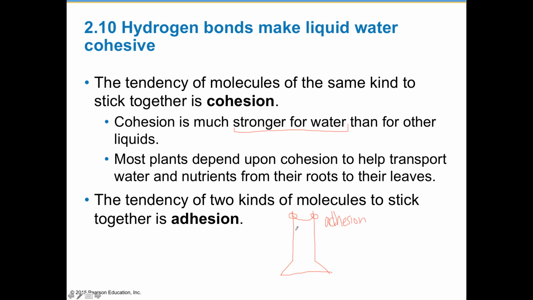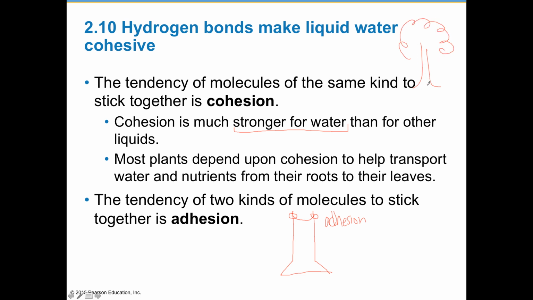So cohesion is much stronger for water than other liquids. Plants depend upon cohesion to help transport water and nutrients from its roots to its leaves. So if you think about, here's a tree.